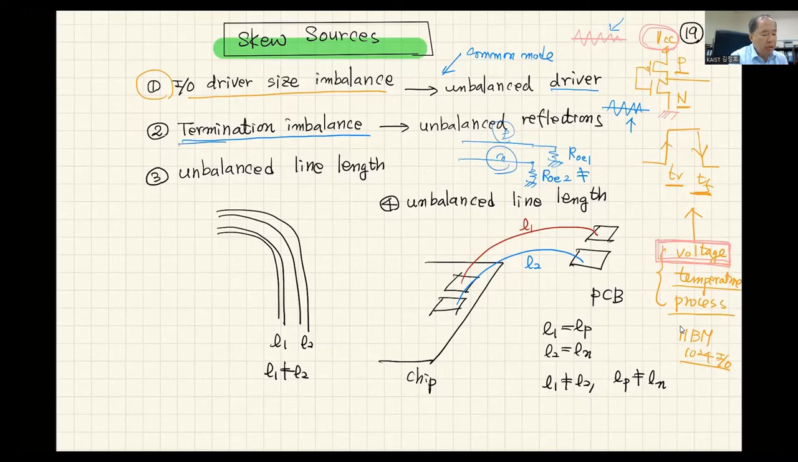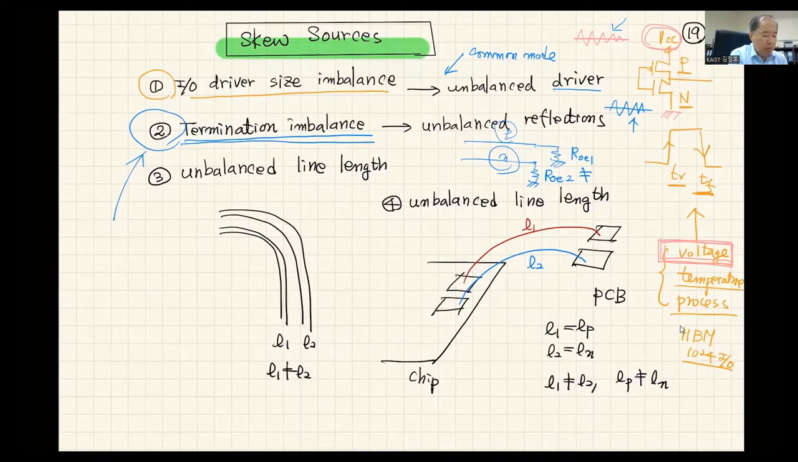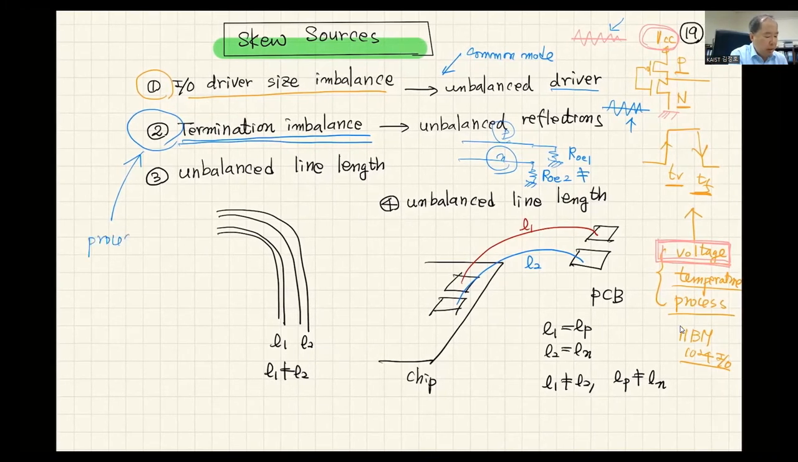So termination imbalance is also a consideration when we are designing high-speed IOs. This termination imbalance may occur also due to process, temperature, and voltage. And also sometimes we are putting some ESD capacitor.